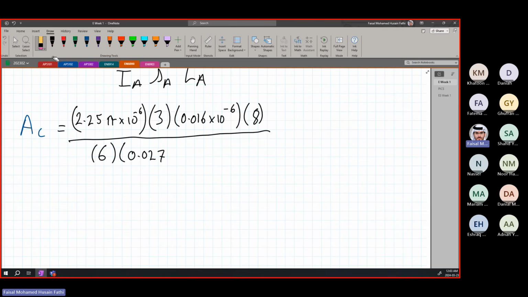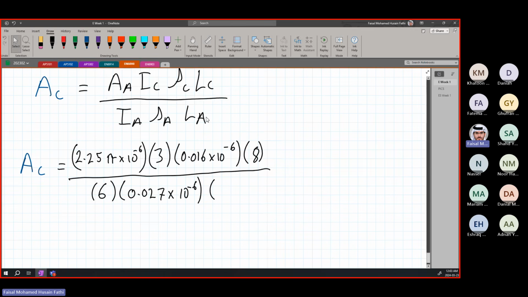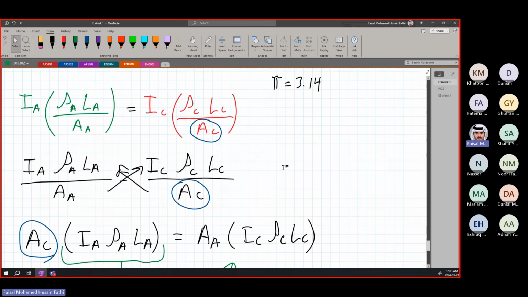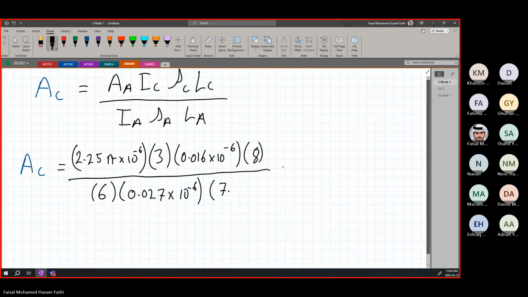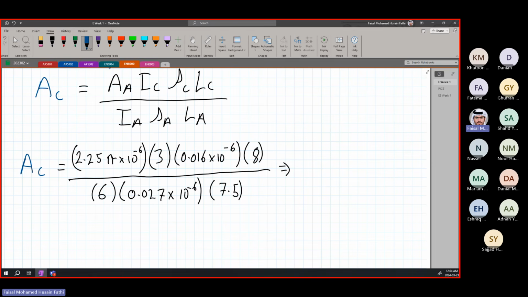Times 10 to the minus 6, sorry. Times 10 to the minus 6. And then we have LA, which I think was 7.5. Yes, 7.5. Put this all in the calculator. It will give you AC is equal to 2.234 times 10 to the minus 6 meters squared.